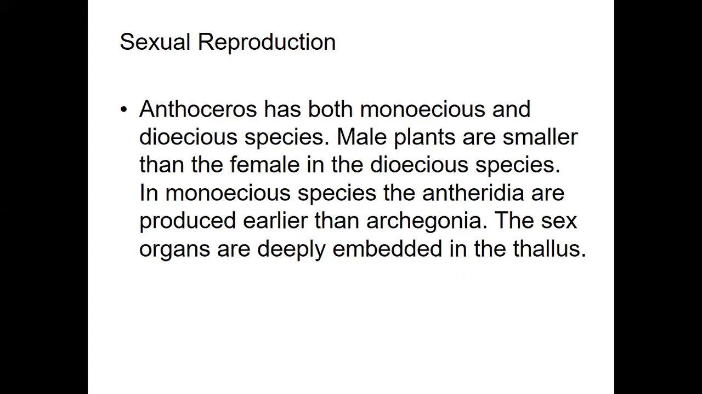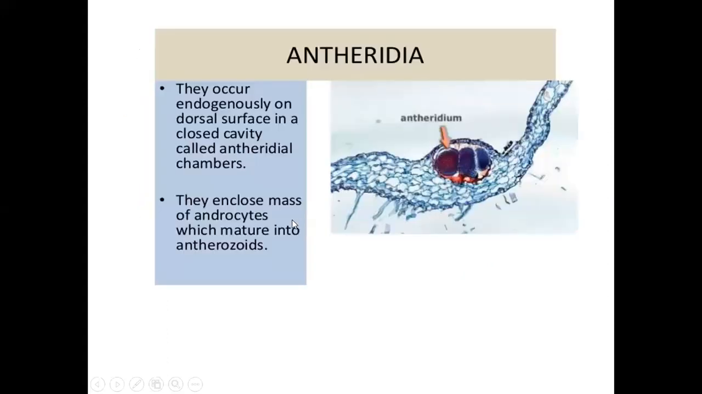And we can see with our naked eye the presence of those sexual organs. But in case of Anthoceros, we can't see these sexual organs as they are deeply embedded in the thallus plant body. Next, the male sexual organ is called the antheridia.